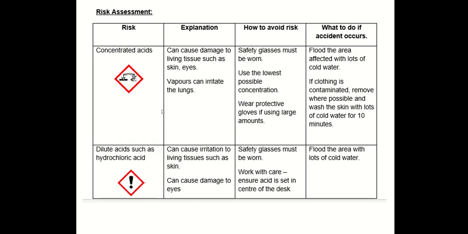Now, in both cases, we have to do a risk assessment. So concentrated acids that have this corrosive symbol, they can cause damage to things like living tissues, particularly eyes and skin, and even sometimes the vapors with some of those can be harmful. To avoid the risk, the most obvious thing, safety glasses. And the reason we mention this is quite often they will say this in a question from something like SEA, where they'll ask you what would be a safety precaution. And safety glasses are the most obvious ones.